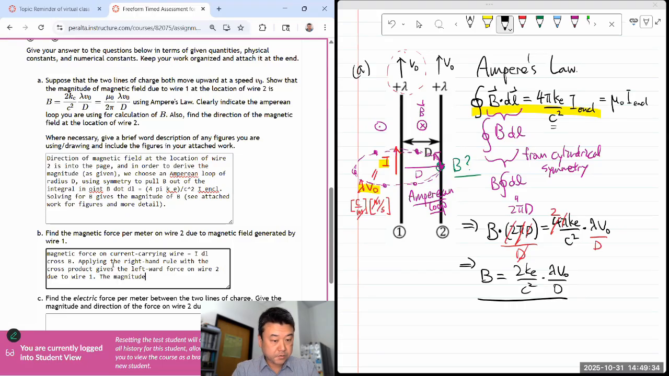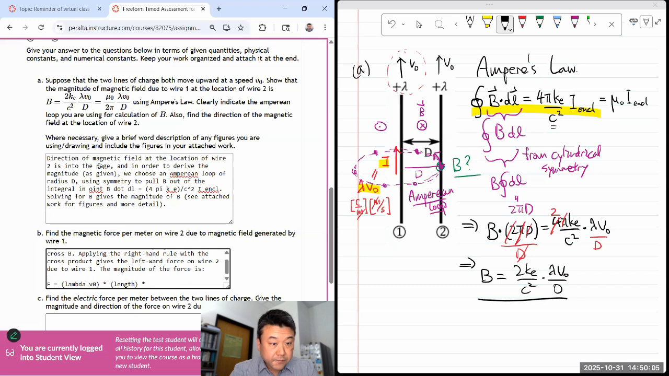The magnitude of the force is F is equal to, so the rest is plugging things in. I, that's going to be lambda v naught times, and it's per length, so I'll say length times. It's at 90 degrees, so I don't need a cross product, it just gives you the regular thing.